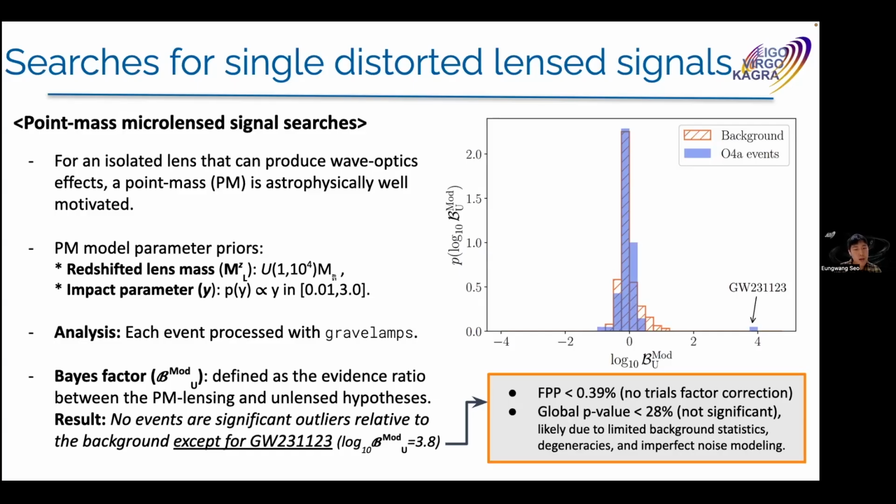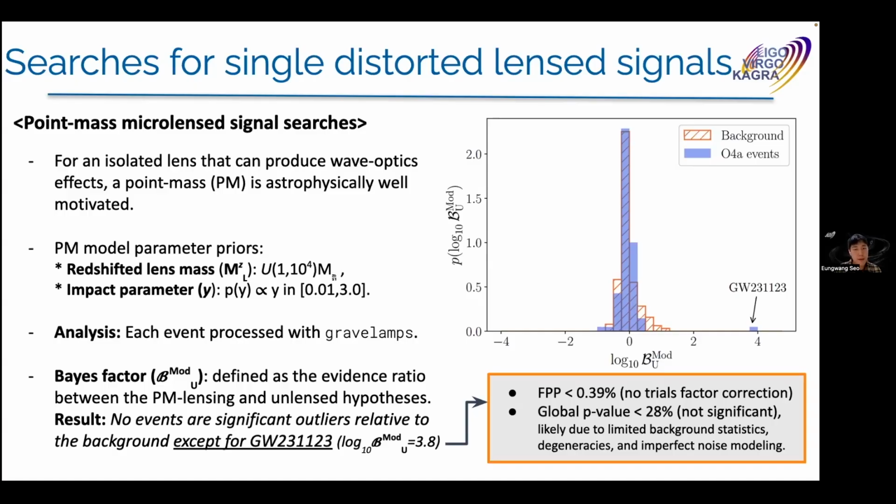So for the priors of the lens parameters, we assumed a uniform prior on the redshifted lens mass between 1 and 10 to the 4 solar masses, and a power-law prior with index alpha equal to 1. So basically log-uniform for the dimensionless impact parameter, and the range is between 0.01 and 3.0. And we adopt the GravelensPipeline to analyze the signals under the point mass lens model and to compute Bayes factors. So here, the Bayes factor is defined as the evidence ratio between the point mass microlensing hypothesis and the unlensed hypothesis.